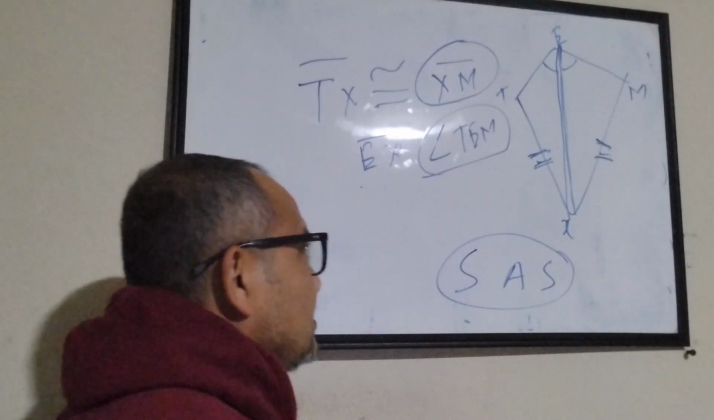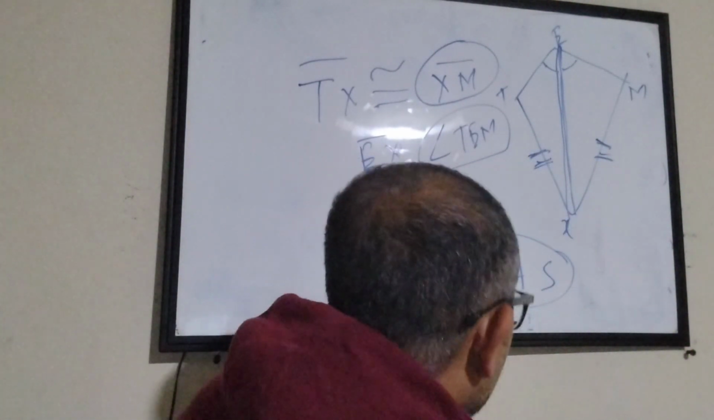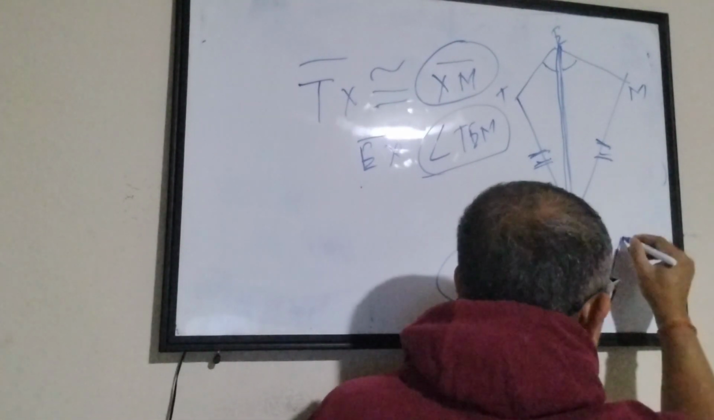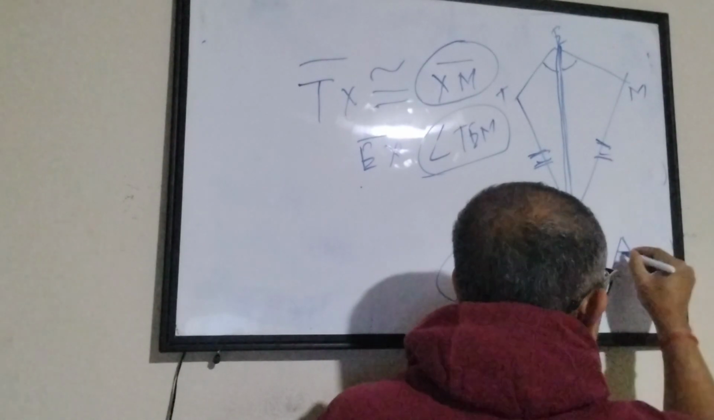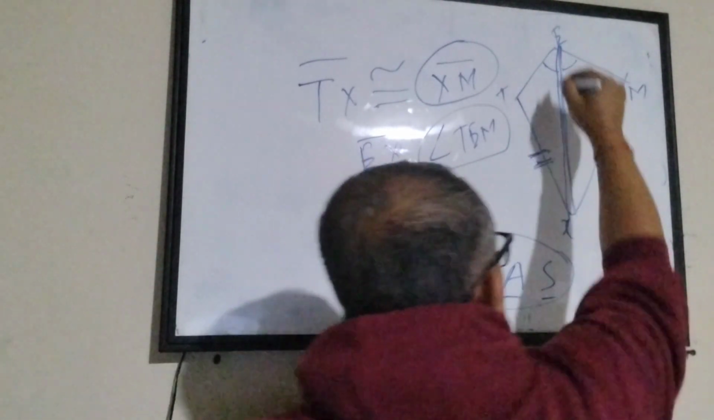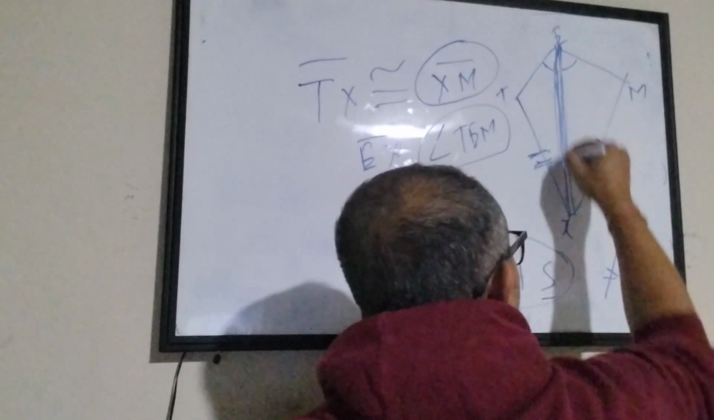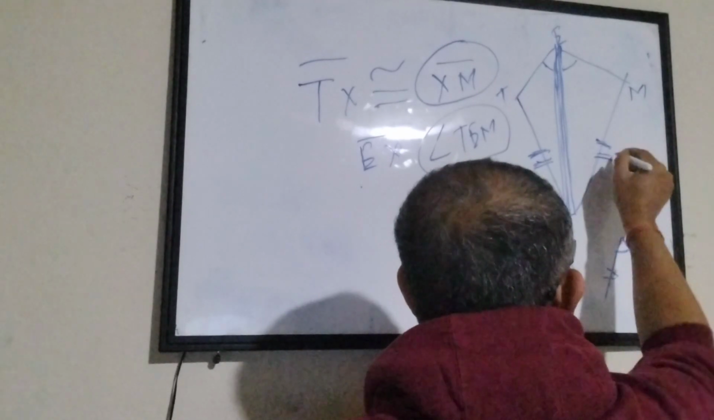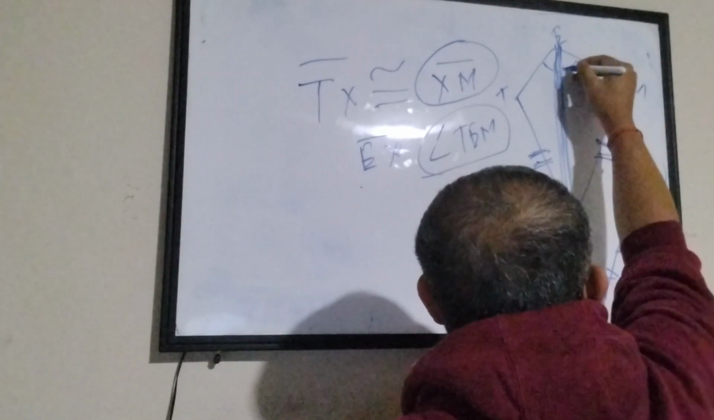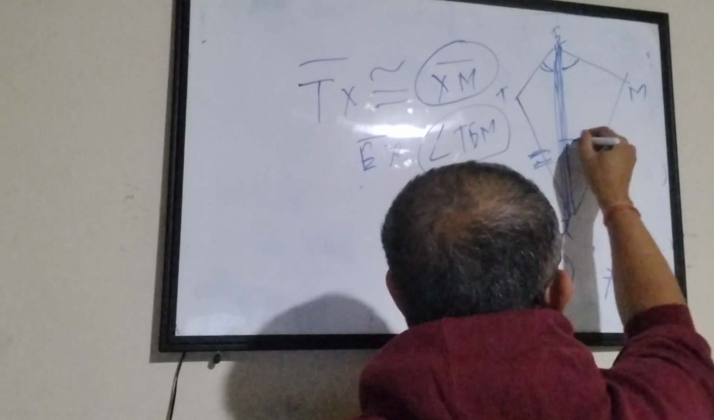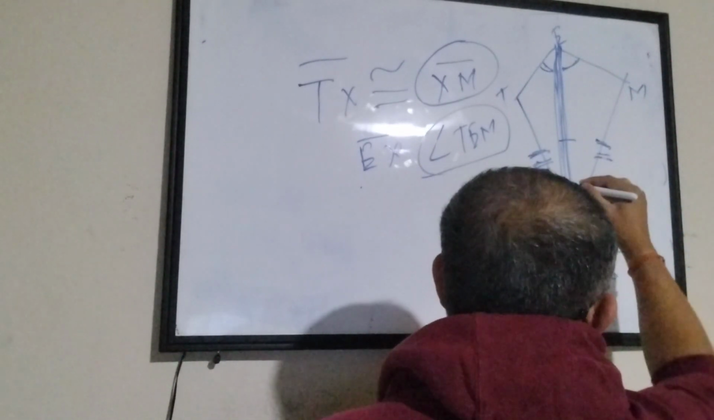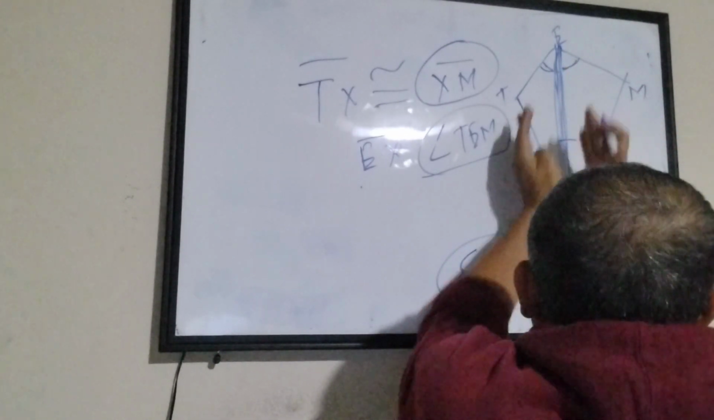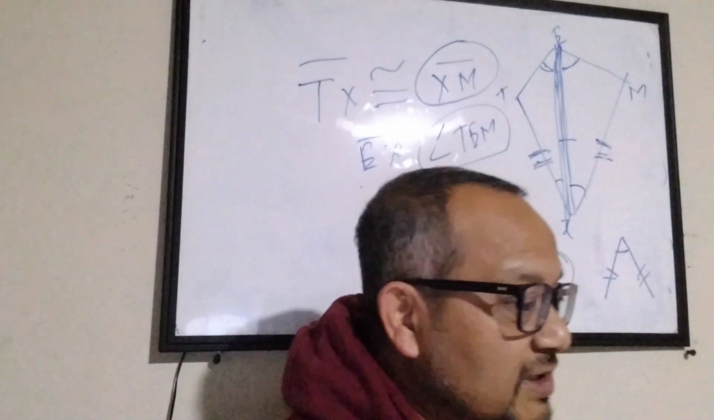Okay, see, here's the catch. When you say SAS, side, angle, side, it means the two sides and the angle between them. Here, what is the situation? This side is common, so one side is matching. This side is matching too. But see where the angle is. The angle is here. So you have sides here, angle here. If it had been this angle, then it would be side, angle, side.